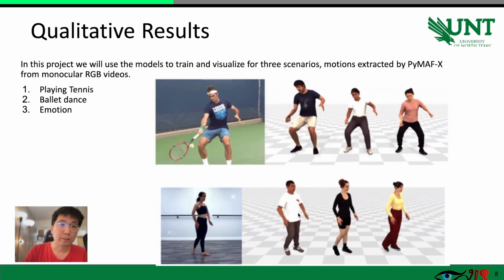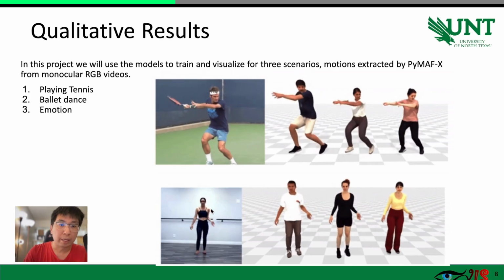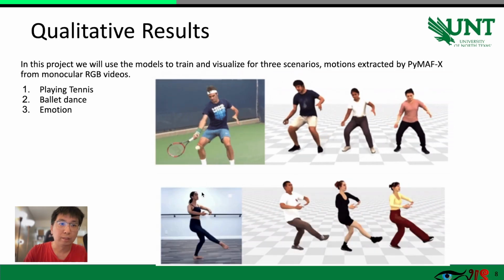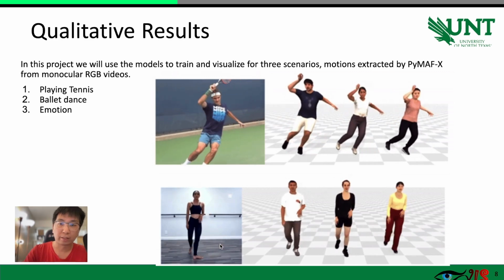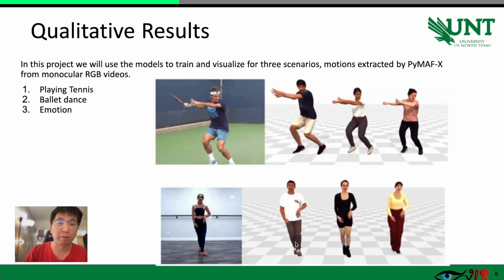And the second one is a ballet dance. In this one, we have the input of a lady dancing ballet, and then we extract it and put it into the SMPL model. Each model can perform something like this, which we're going to present next.